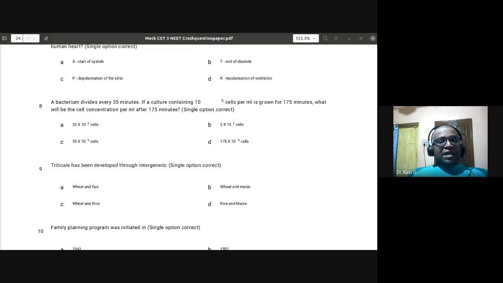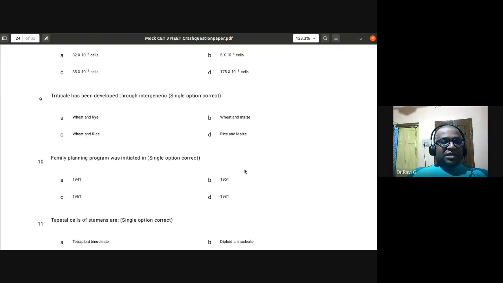So triticale has been developed through intergeneric hybridization. Is it wheat and rye, or wheat and rice, or rice and maize? So those are the options that we have. The triticale is developed from Triticum and Secale. So together we have wheat and rye. So they are developed through this intergeneric cross of wheat and rye.